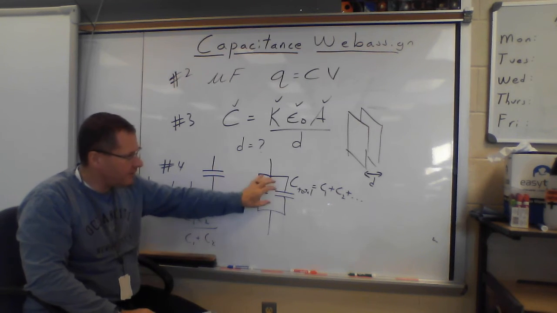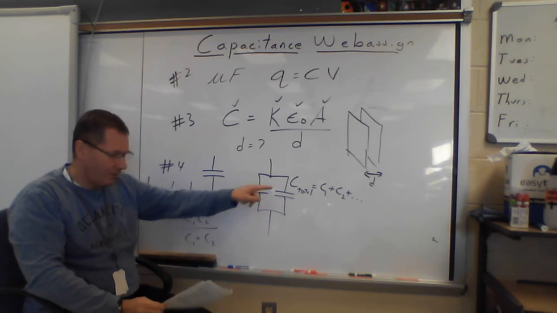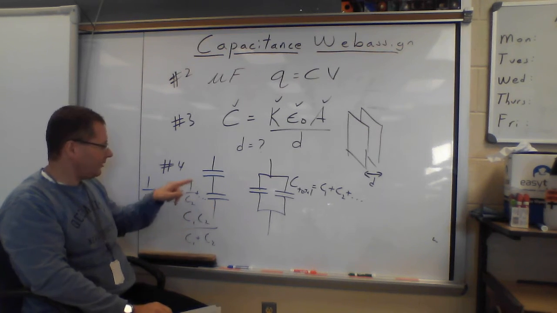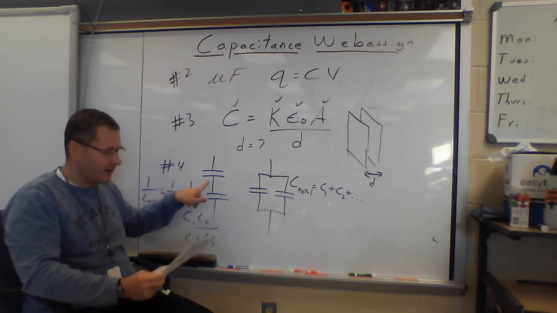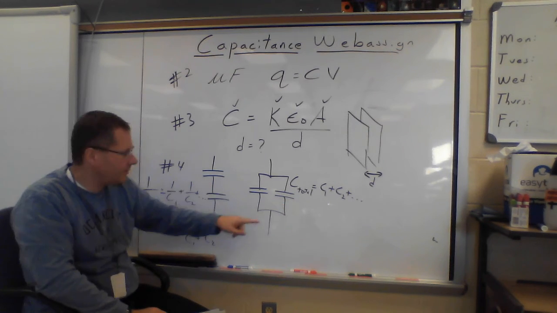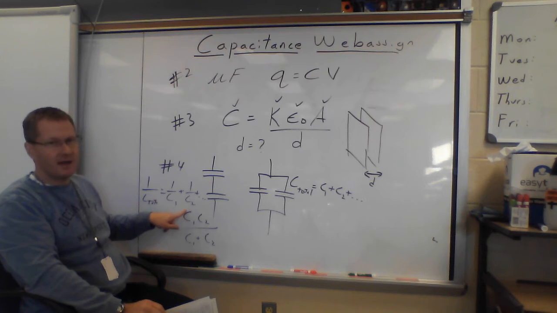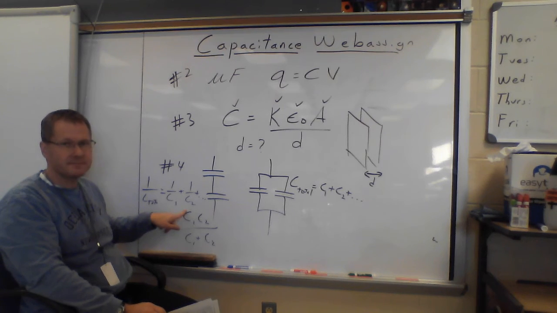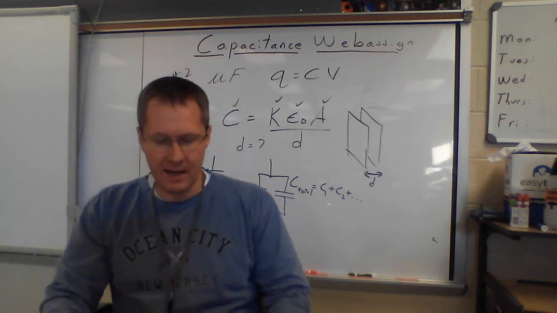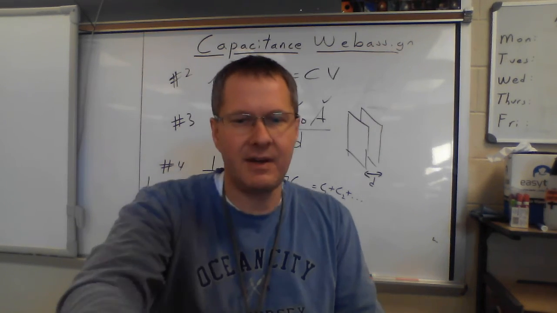However, once you get those two added up, that combination is in series with C3. So once you do this for C1 and C2, you've got to do this for that combination and C3. Okay, we will stop there, and we'll come back and we'll do probably 6, 7, 8 or something like that.